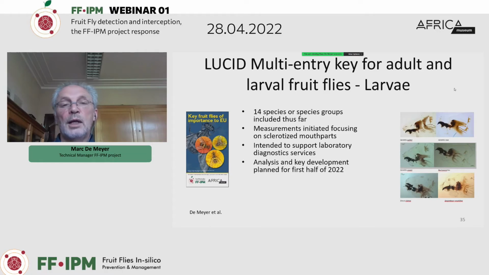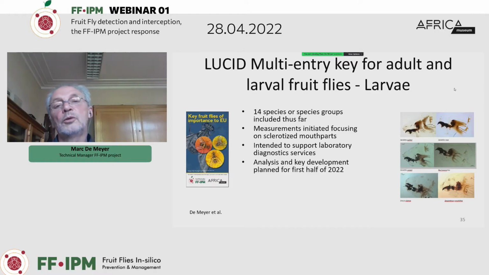We have done that for the adults. We are now trying to see whether we can develop something similar for larvae. With larvae, it's much more difficult because, as I said already, the number of characters that you have in larvae is more restricted. It's not so broad. And also, it's not always easy to recognize one species or even a species group from another.